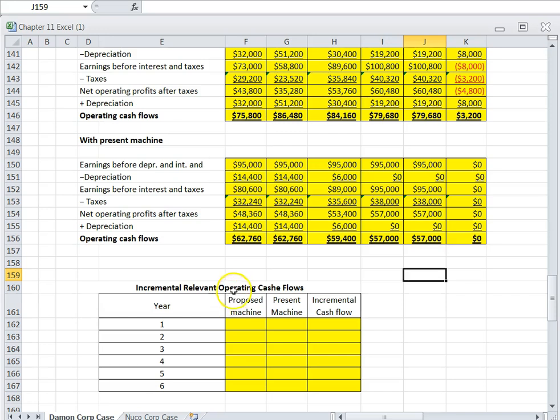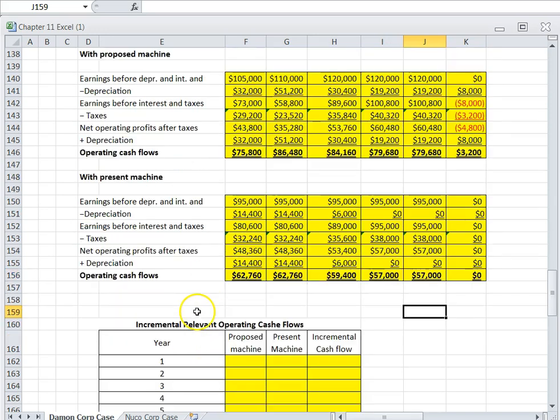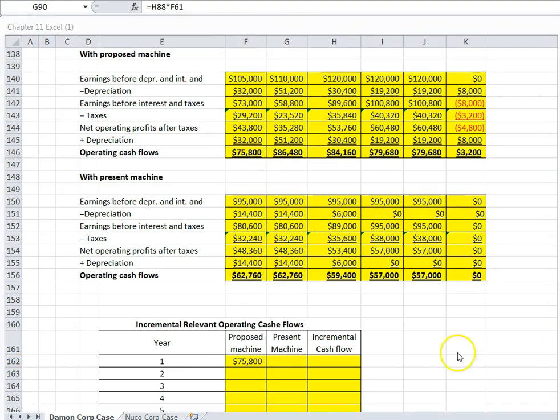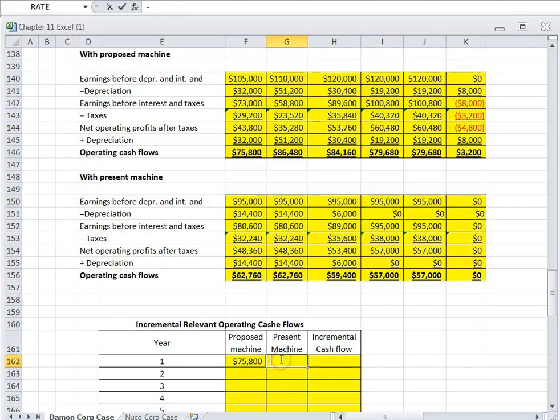All right. So now we're going to do our incremental cash flows. What we want to list here is our proposed machine cash flow, and we want to look at it compared to our present machine cash flow for year 1.